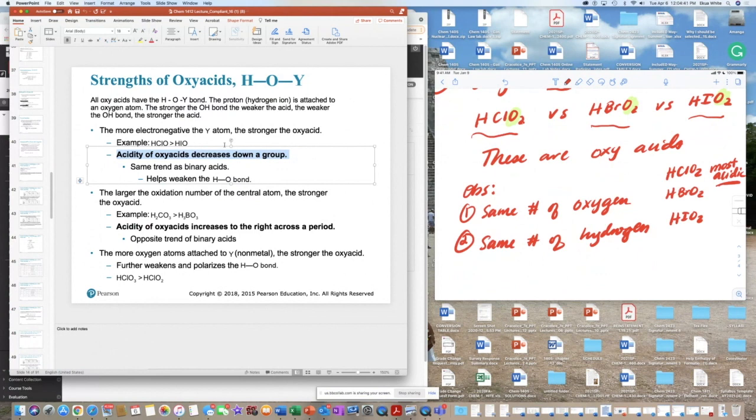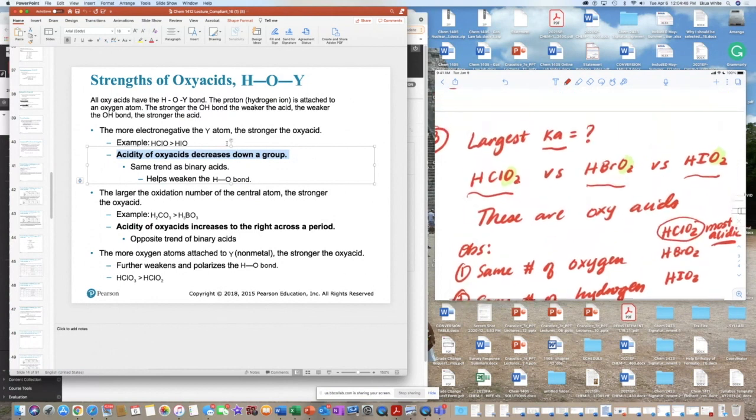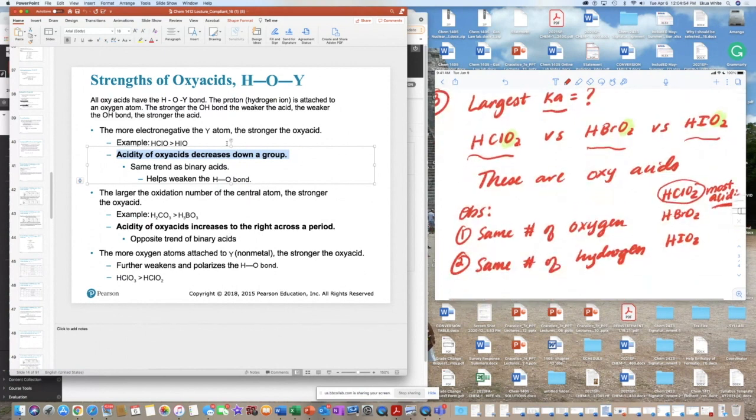Okay, good. So we're going to go with that, most acidic. But they didn't really ask us about acidity, did they? No, they asked us about Ka. So the other question you have to ask yourself, once you've decided what is the most acidic, is what has acidity got to do with Ka?